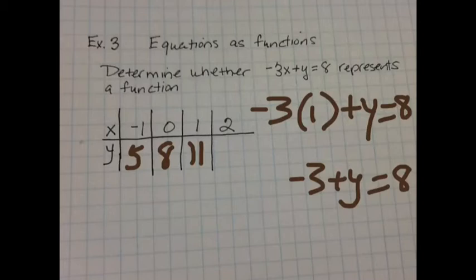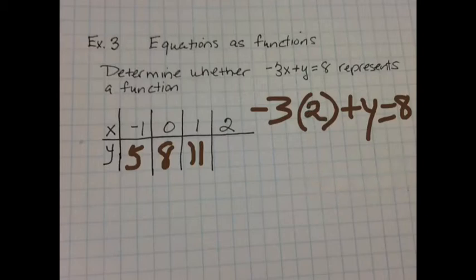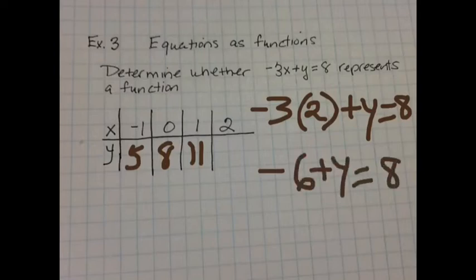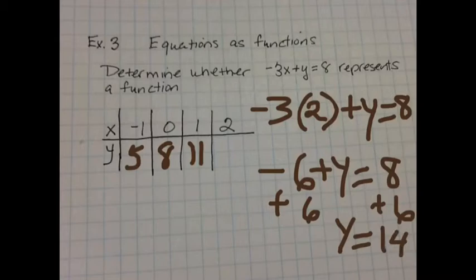Finally, I'm going to plug 2 into the equation here, and I'll get negative 6 plus y equals 8. And to figure out what that value is, some of you are familiar with the method of doing the opposite on either side of the equal sign, and so I get y is equal to 14. So I'll have a 14 right here. With these points, I'm going to plot them and see whether or not I actually have a function.